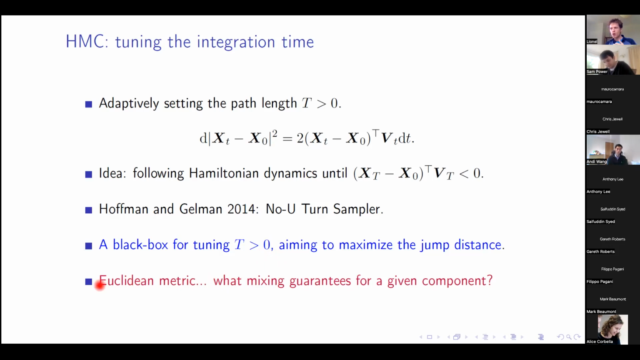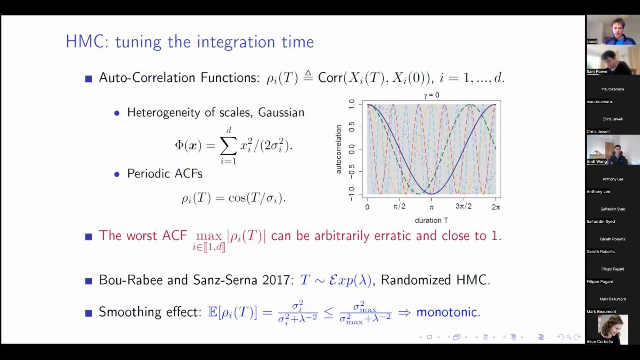And it will allow us to motivate the study that we will present. Okay. So here, if we consider maximizing this expected square jump distance measured by the Euclidean metric, it might be that there is one value of t that maximizes this expected square jump distance, but even if there is, there are actually a lot of situations where we can have arbitrarily bad mixing for a given component, say. And this is actually well known for HMC. And we don't have to go very far to see this type of problem appearing.